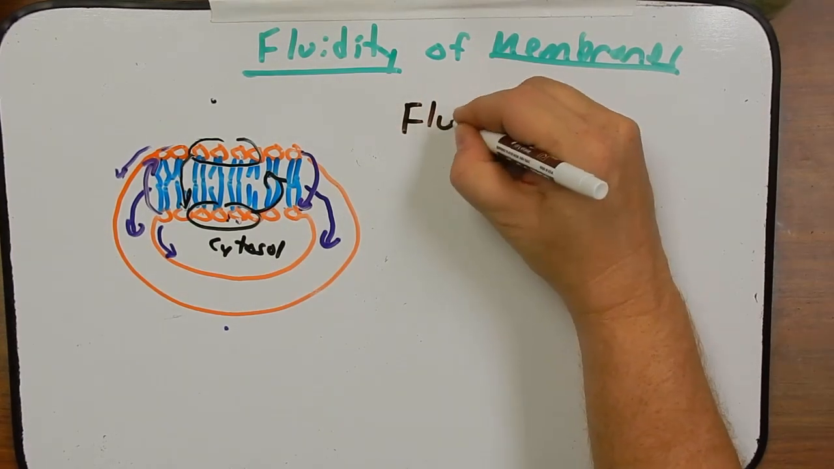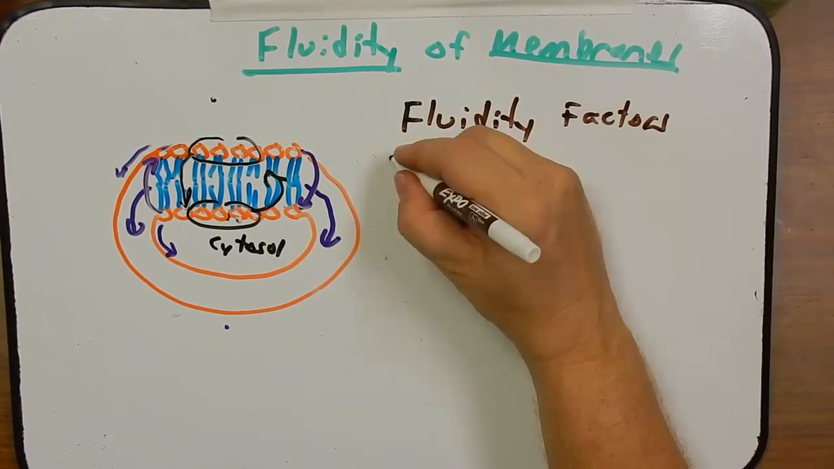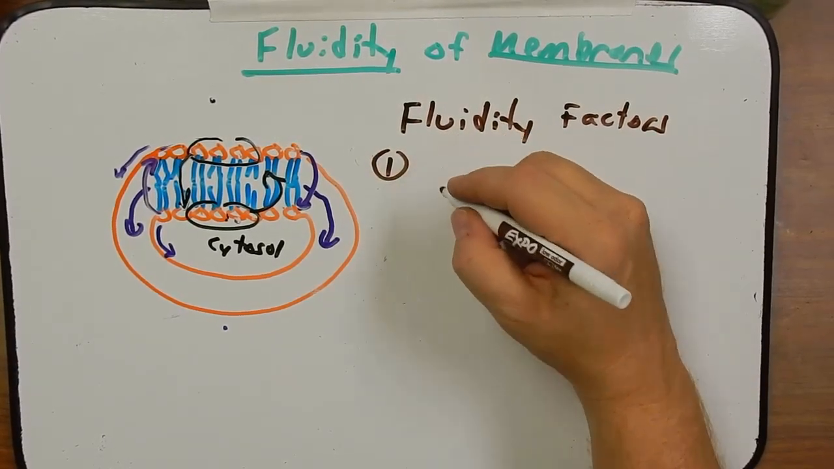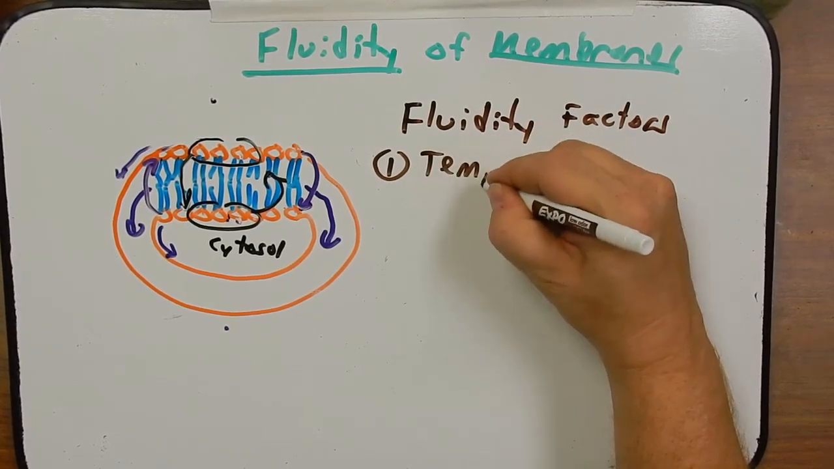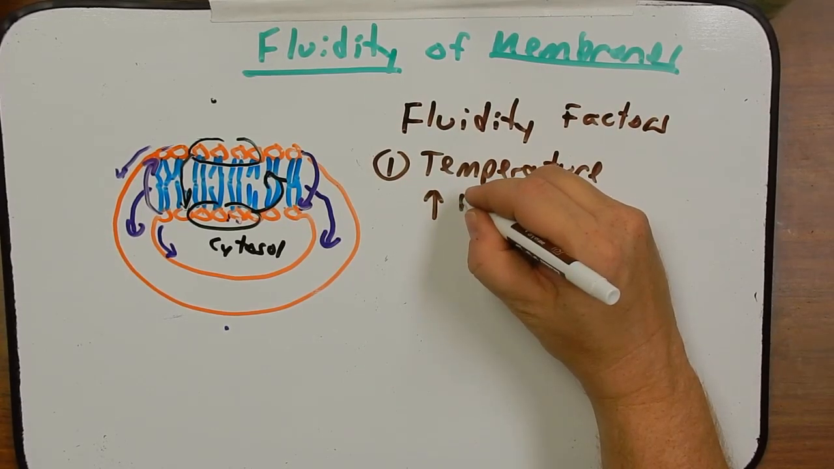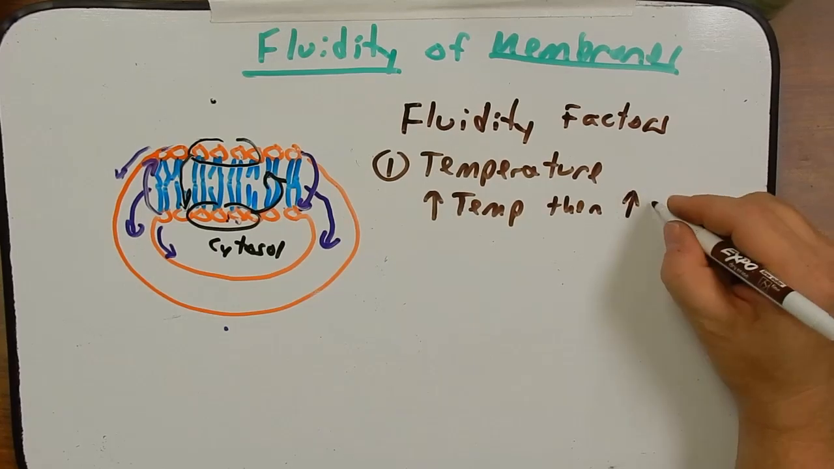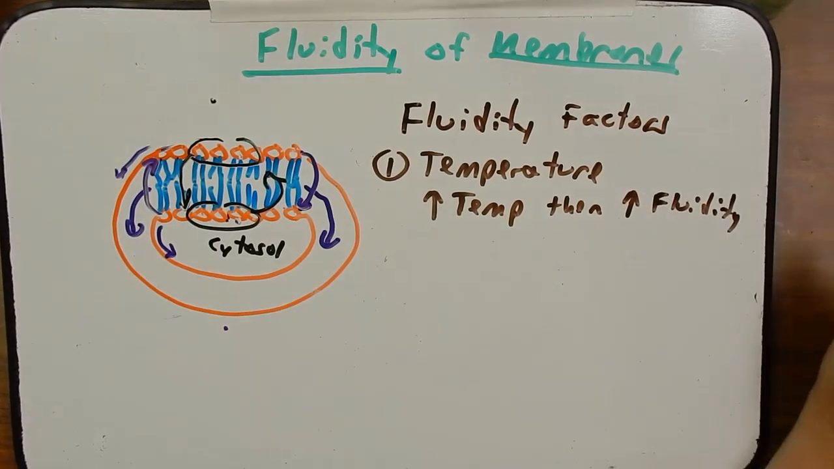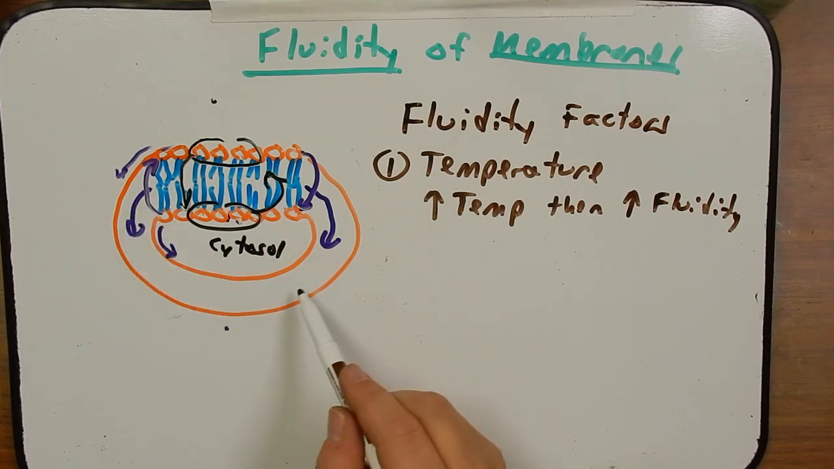And I want to start talking about fluidity factors. The first I want to talk about is a physical feature, and that is temperature. As temperature increases, then fluidity also increases. This could be dangerous because you don't necessarily want the membrane to become too fluid.